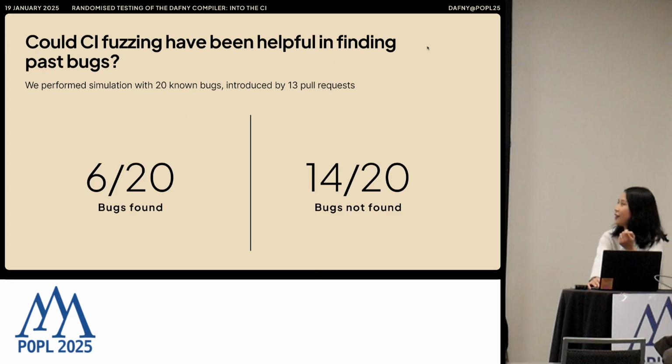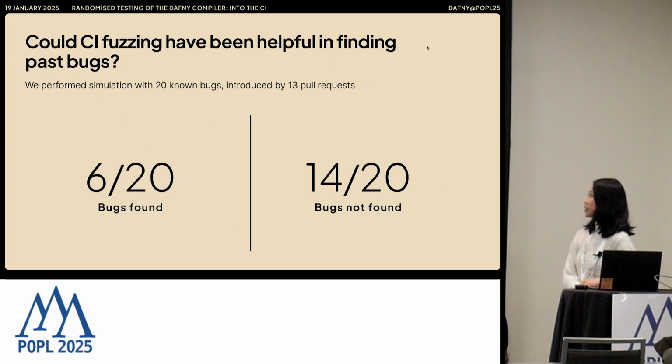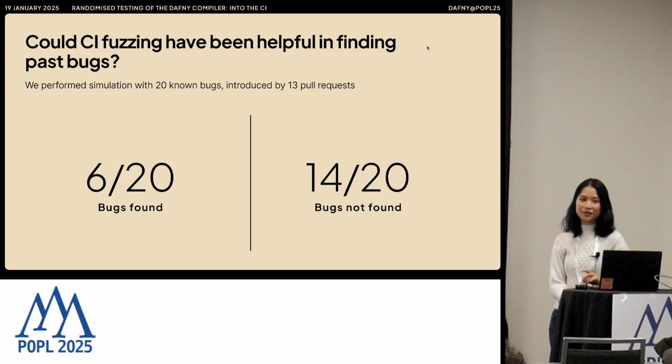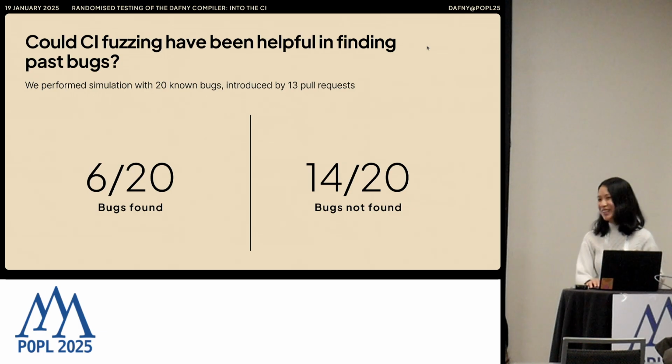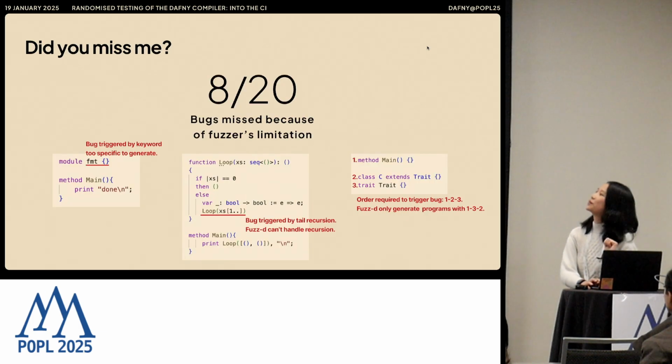We also ran a simulation to figure out if CI fuzzing would have been helpful in the past in finding bugs. So we did a simulation with 20 known bugs that were introduced by 13 pull requests. Out of the 10 repetitions that we've done, 6 of the 20 bugs were always found. And there were 14 that were just never found. So now let's look a little bit into why.